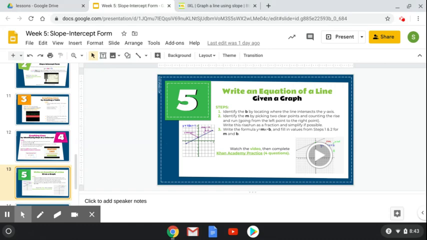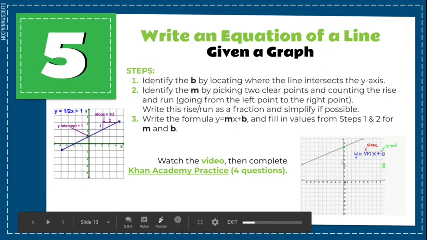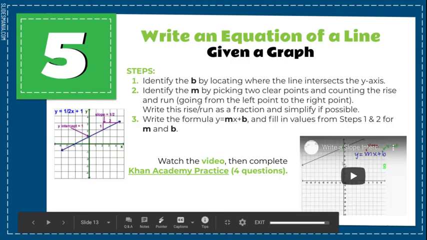And then the last new activity will be writing an equation of a line given the actual graph of the line, which means you'll need to identify where that line crosses the y-axis. And I'm just enlarging this for you to take a look at the example on the Google slide. So in this case, this is one of the problems that you might be prompted to try.